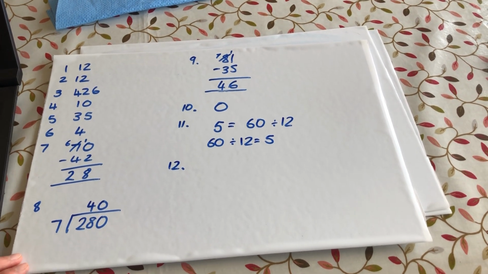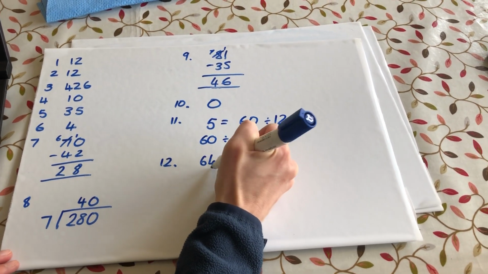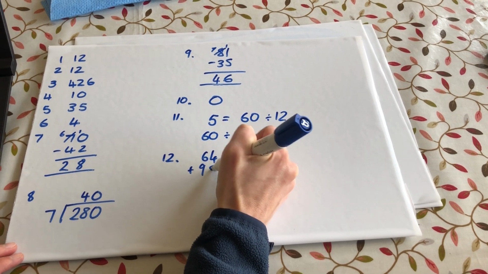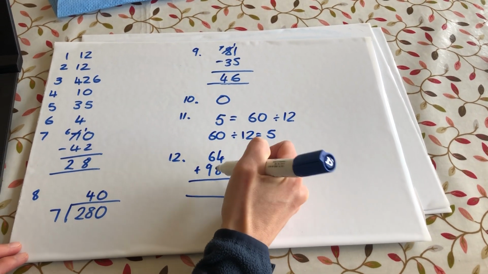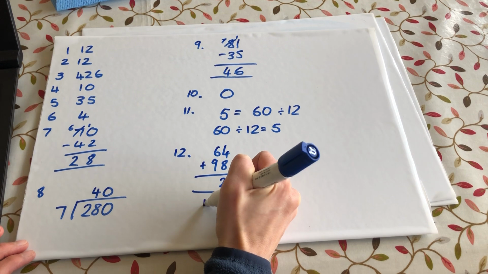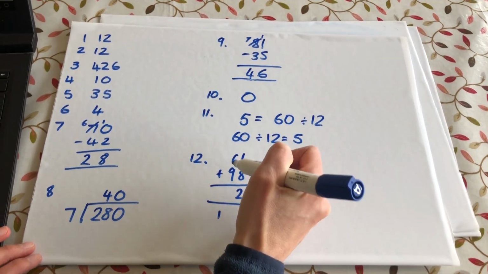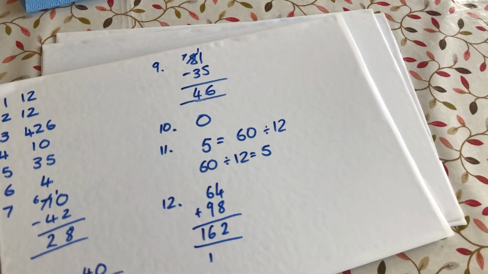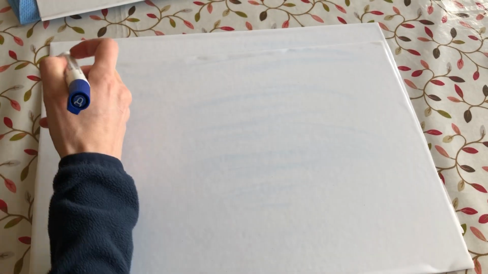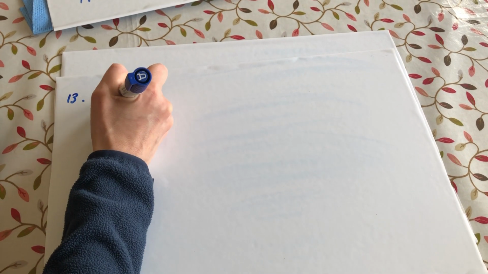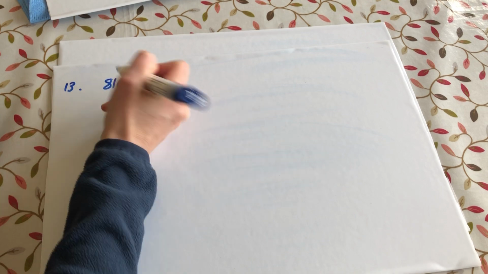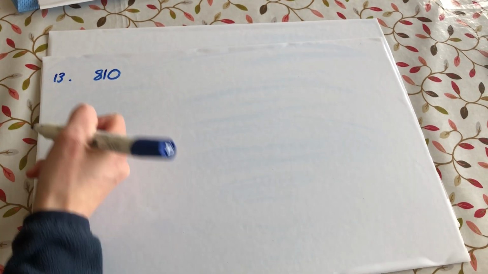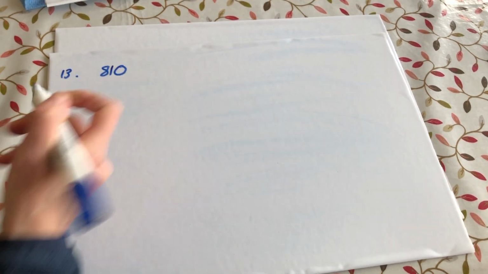Question 12. 64 plus 98. 4 add 8 is 12, put the 2 in, carry the 10. 9 add 1 is 10, and add the 6, 16, 162. Question 13. 90 multiplied by 9. But if I do 9 times 9, I get 81, and then I can put the 0 back on to give me 810. Question 14.